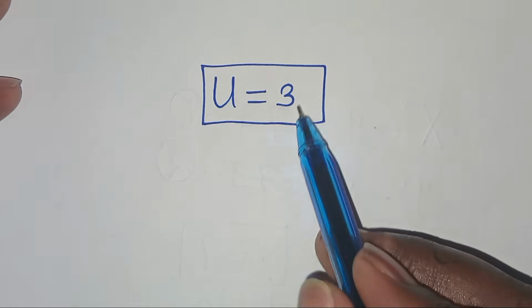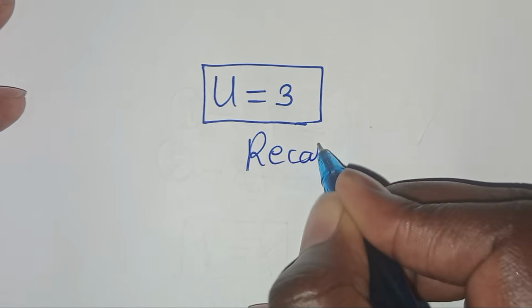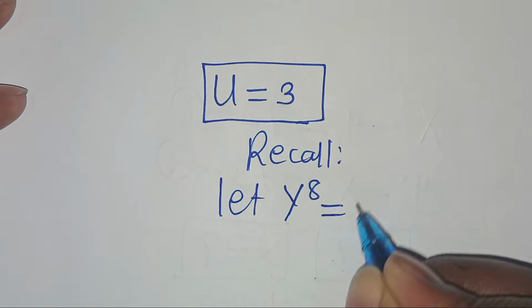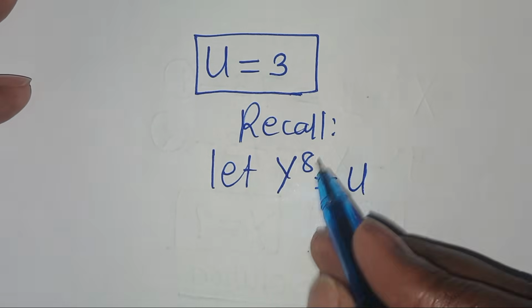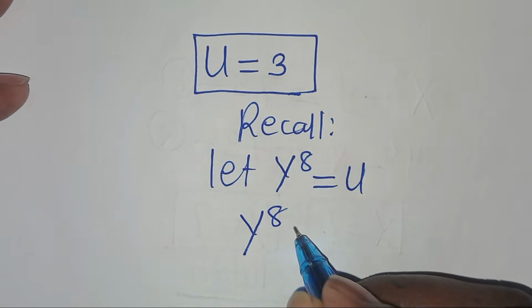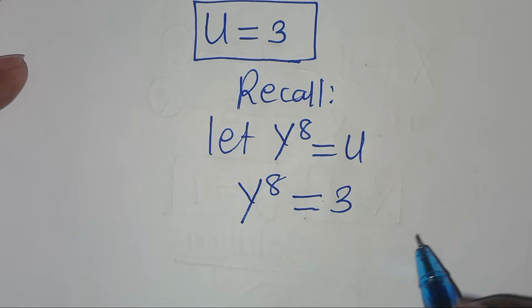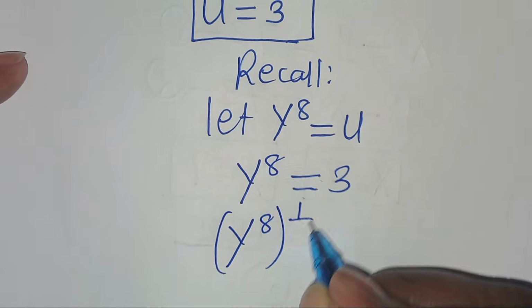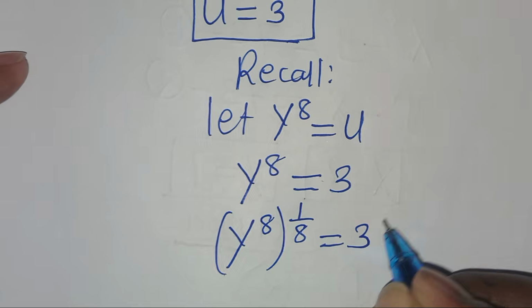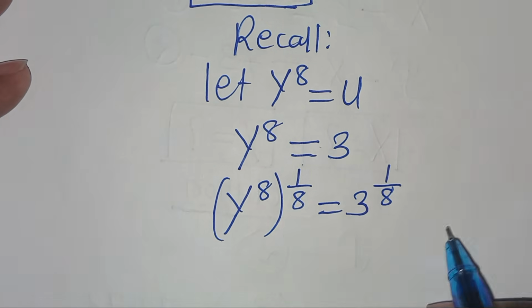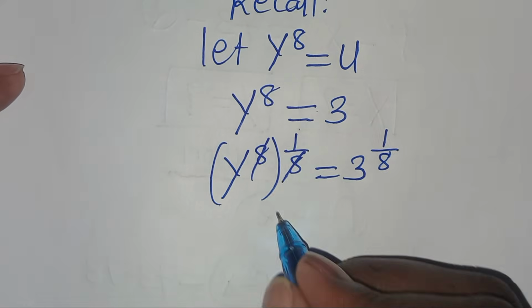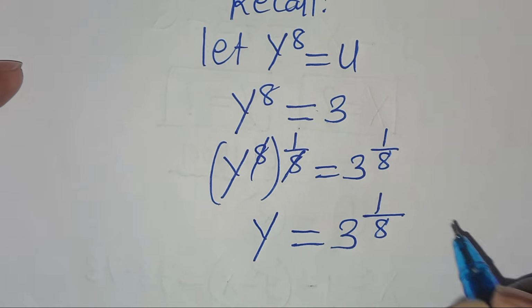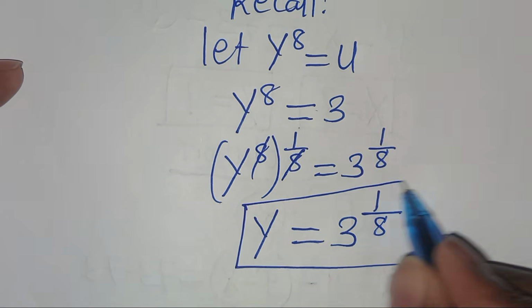Now, since we have u is equal to 3, and if you recall, we let y to the power of 8 be equal to u. So this implies that here we have y to the power of 8, this is equal to 3. To solve for the value of y, let's multiply on both sides by 1 over 8, and this is equal to 3 raised to the power of 1 over 8. So that we simplify 8 and 8 here, so that we have the value of y. This is equal to 3 raised to the power of 1 over 8. So this is the value of y.